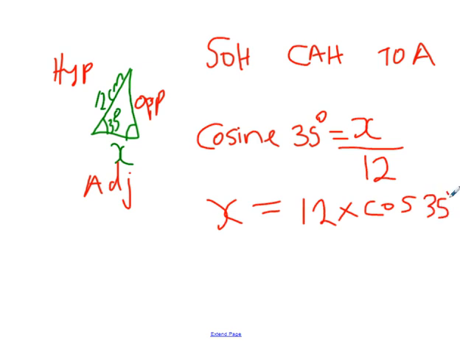Now to find this x, I am going to say x equals 12 times cos 35 degrees. So our x, using my calculator that I've got here, becomes cos 35 degrees, which is 0.8191, times 12, and then we end up having 9.8 approximately centimeters. That will be the answer to the x here.